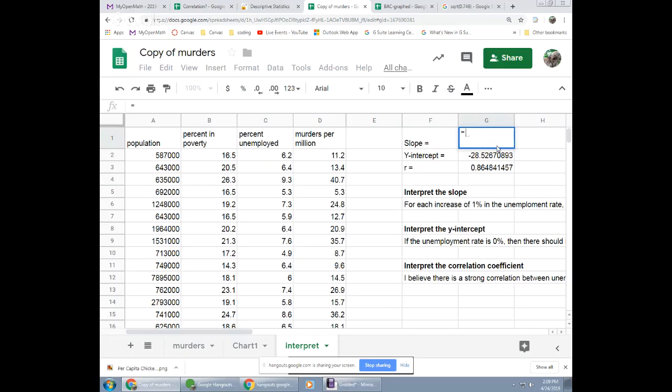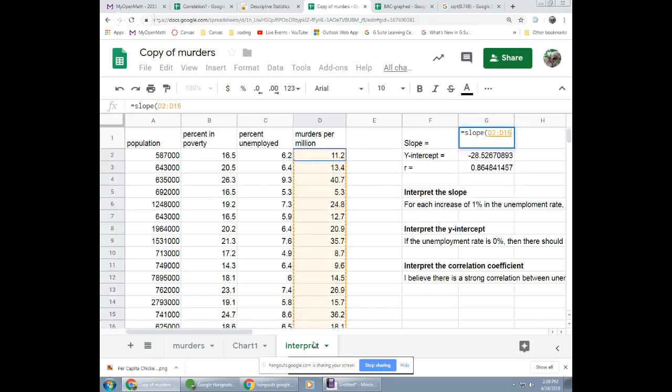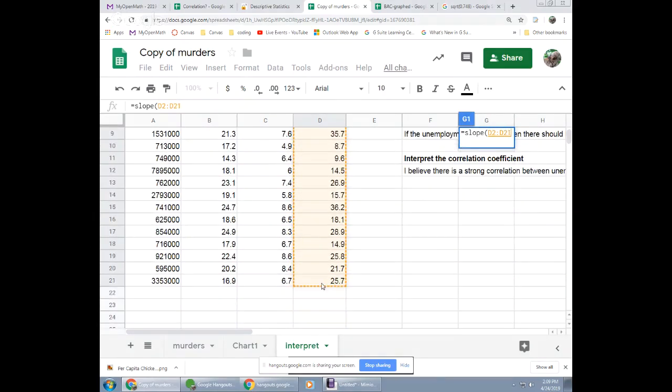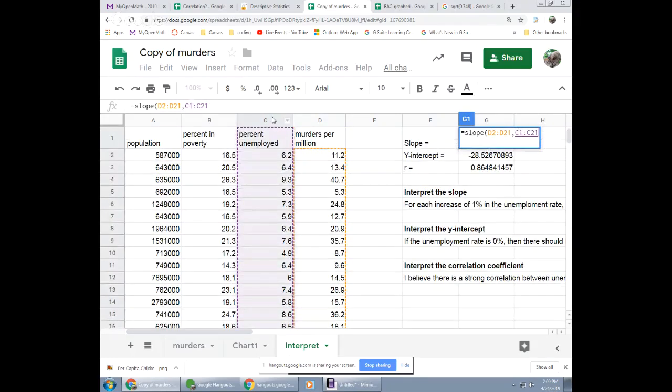To calculate slope from a data set, you type the command slope. You have to select the y data first. This is important. If you don't get that order right, it'll get messed up. Comma, and then the x data second. Otherwise you will not get the right slope. So there's my slope of about 7.